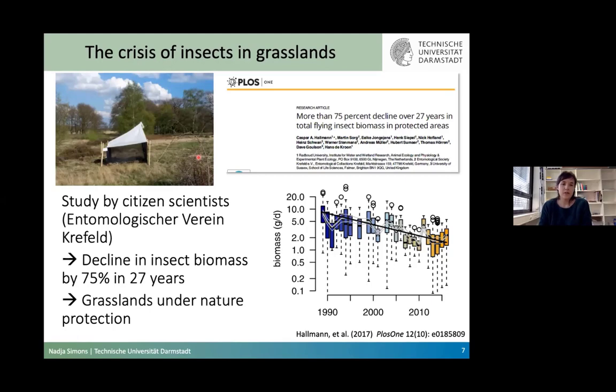And the researchers, and especially a lot of citizen scientists, had placed these malaise traps in different nature conservation sites across Germany. And they have been sampling flying insects with these traps since 1990. And over the sampling period of 27 years, they could show that the biomass of insects had declined by almost 75%.